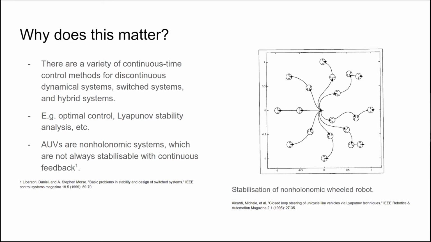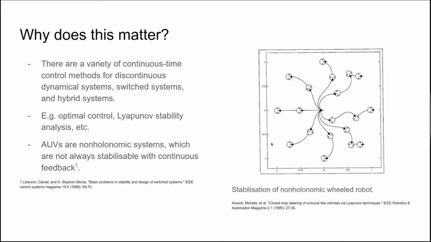And further, this kind of formulation makes sense for AUVs in particular, because AUVs are non-holonomic systems. And it's pretty well known that non-holonomic systems aren't always stabilizable by continuous feedback. An example of such a system is a unicycle car model. You can't always use continuous feedback to park it. And it's the same case with an AUV. There are some set points that require discontinuous control.